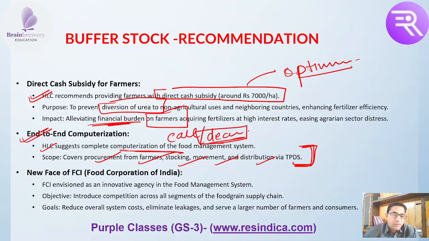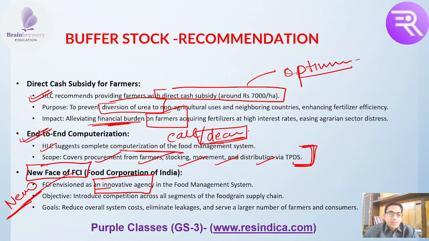And then we have come up with a new phase of FCI. FCI should be working on the new age 21st century model. We have to convert FCI into an innovative agency, because FCI is the place where all the grains are being stored. It has to be competitive enough and has to help in proper supply chain management, whether it is related to state or central or wherever it is.